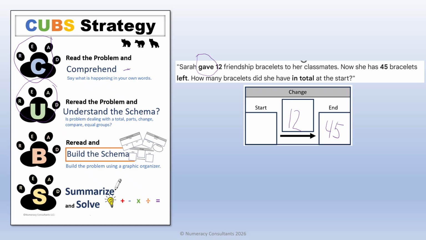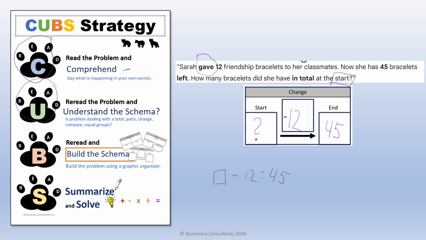So what we have to figure out is, now she has 45, how many bracelets does she have at the start? So we're trying to figure out how many bracelets she has at the start. So we know this. She had some, right? We don't know how many, but she had some to start with. She gave some away, and we ended up with 45. So we end up essentially with a number minus 12 equaled 45.